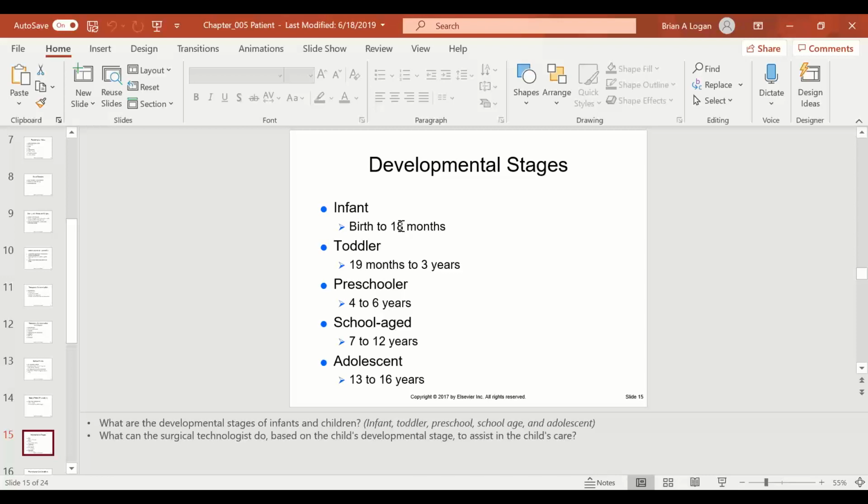And these aren't hard and fast rules. If you've got an 18-month-old that is 3 feet tall and weighs 60, 70 pounds, then we will consider them more like a toddler, because they're big enough physically to be in that range, but mentally they're still back in the infant stage. So we can play around with the border areas depending on the actual size of the patient.